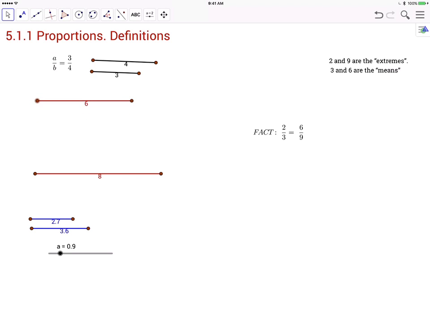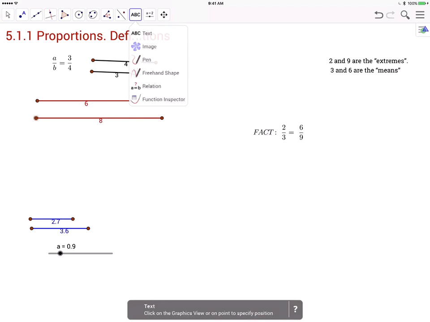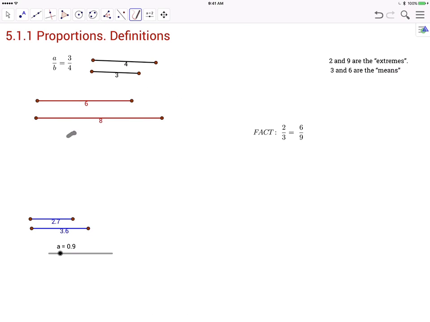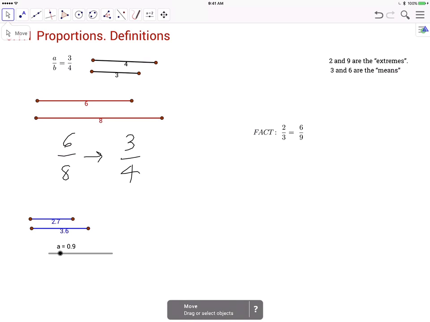So, of course, we've got two other lengths down here in the red. These two are 6 and 8 units, and they still relate in a 3 to 4 relationship, right? Remember that 6/8 turns itself into 3/4 because both top and bottom are divisible by 2.